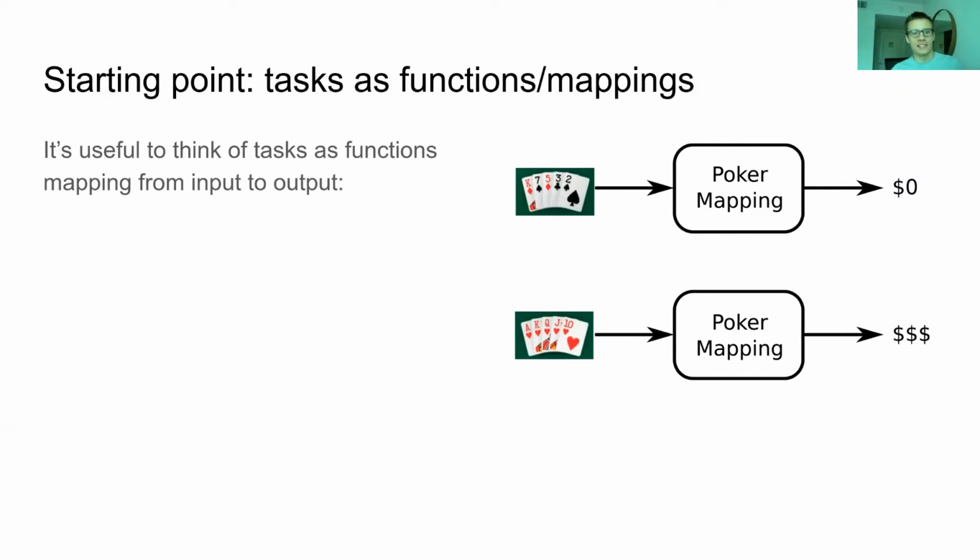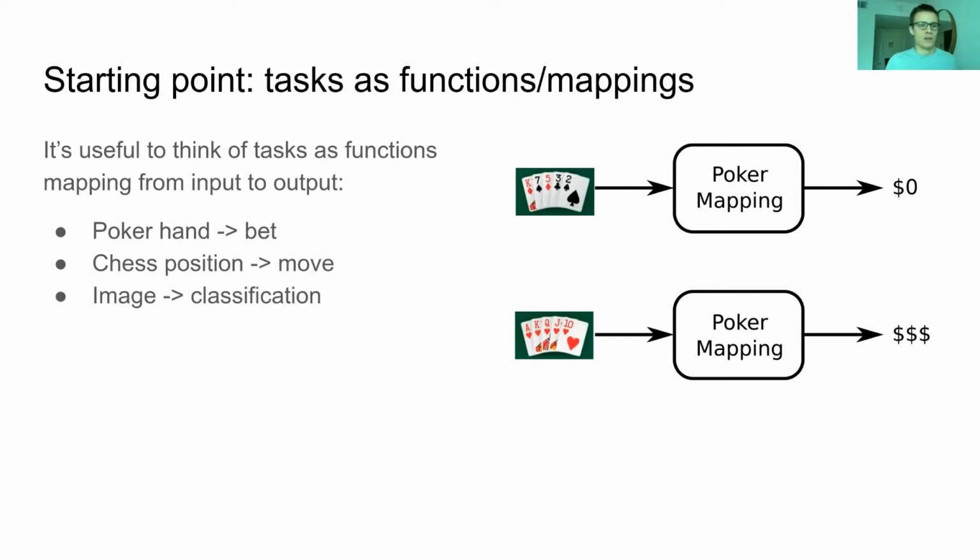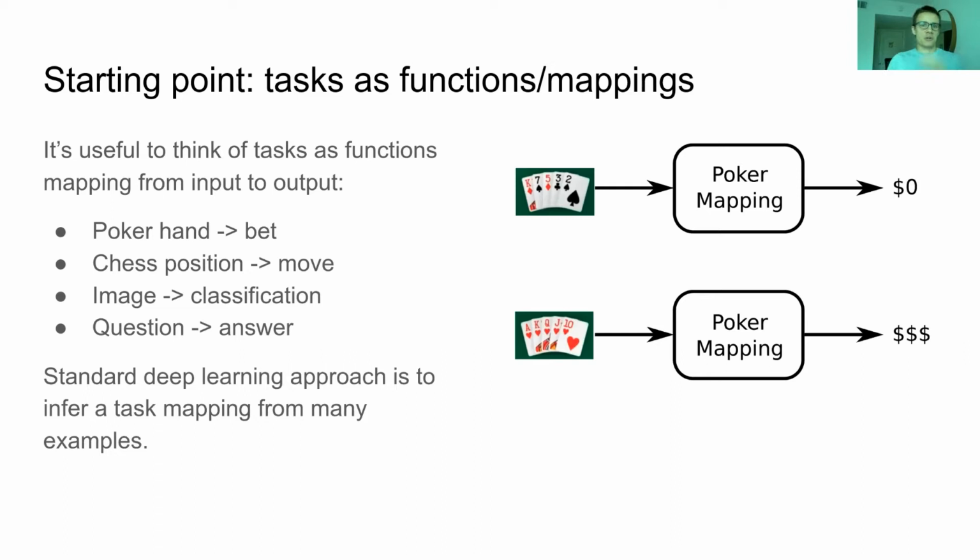So you can think of tasks as functions from inputs to outputs. For example, you can think of poker as a mapping from hands to bets. You get a hand. If it's a good hand, you want to bet a lot of money on it. If it's a bad hand, you don't. You can think of chess as a mapping of chess positions to moves. You can think of a very simple kind of vision as a mapping from images to classifications. And you can think of question answering as a mapping from questions to answers. So this is a pretty standard deep learning perspective to view tasks as a function from inputs to outputs.